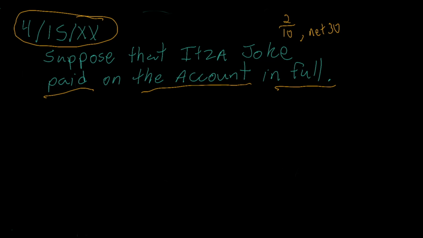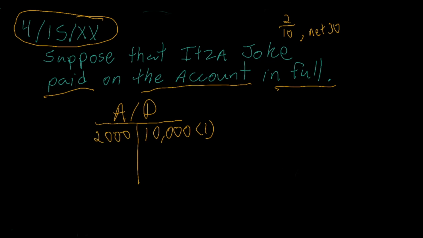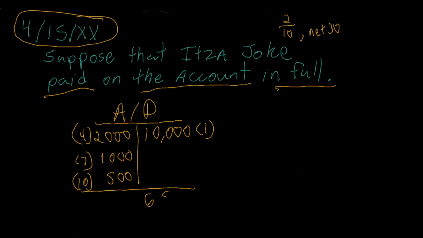But we still have to identify how much is owed. So what account should we analyze? Accounts payable. So if we look at our accounts payable account, we remember on the first, we had a purchase of $10,000. Then on the fourth, we had a payment of $2,000. On the 7th, we had a return of $1,000. And lastly, we received an allowance on the 10th for $500. So the remaining amount owed is a total of $6,500.